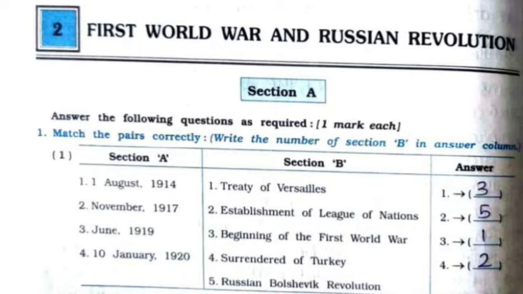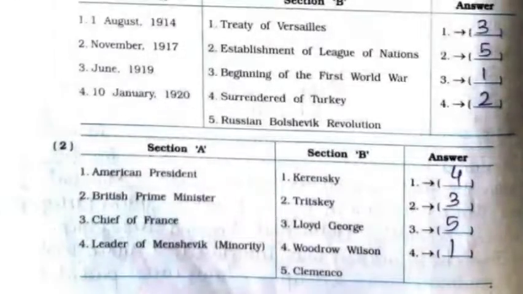Fourth, 10th January 1920, it's option number 2, Establishment of League of Nations. Now, second part of match the following. First one, American President, it's option number 4, Woodrow Wilson. Second, British Prime Minister, it's option number 3, Lloyd George.